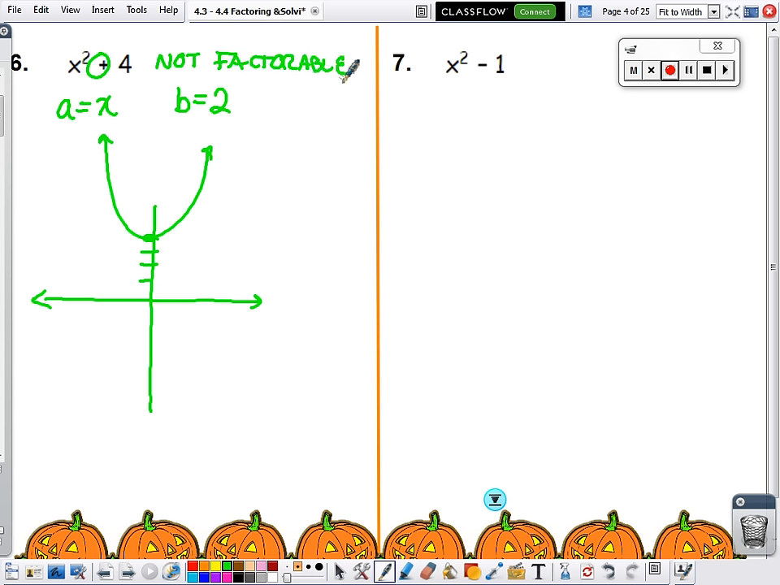If we look at 7, this one is two perfect squares. X squared is a perfect square, 1 is, and there's a subtraction. That means difference, so we can factor this. A here would be x, B would be 1. So the pattern would be x minus 1, x plus 1.